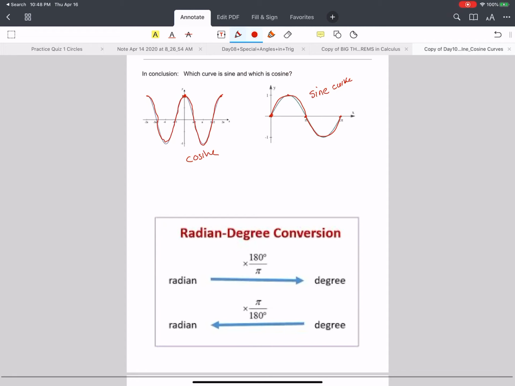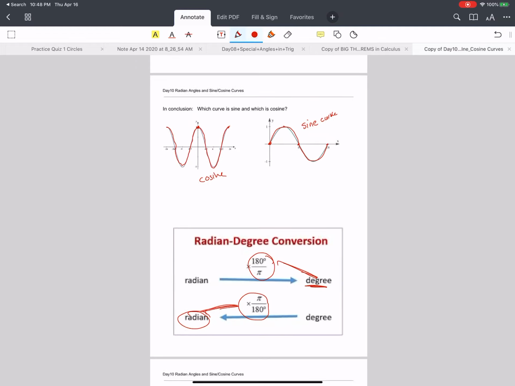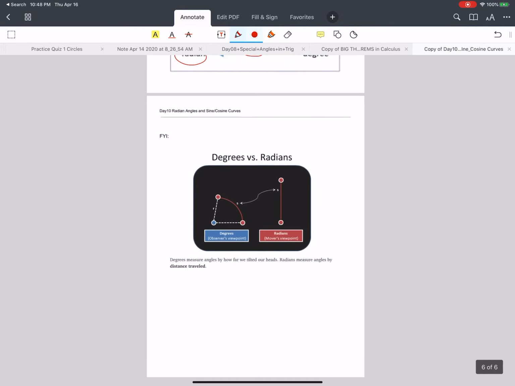This is just a way to remember it. If you want degrees, you multiply by pi over 180. If you want radians, you multiply it by that one. Okay? All right.